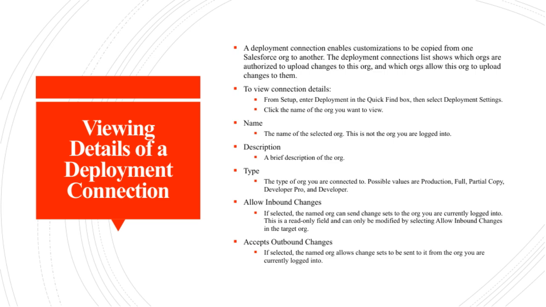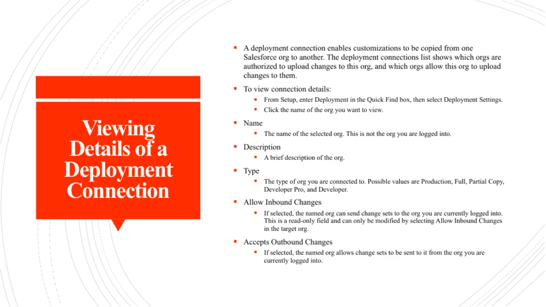You'll notice a few key pieces of information here. First, the name of the org we're viewing. It's important to remember this isn't necessarily the org you're logged into, but the specific org you're examining. Then there's the description, which gives a brief overview of that org. Next, we see the type. This indicates what kind of org it is, whether it's a production, full, partial copy, developer pro, or just a developer org. Knowing the type helps us understand the purpose and capabilities of that org.